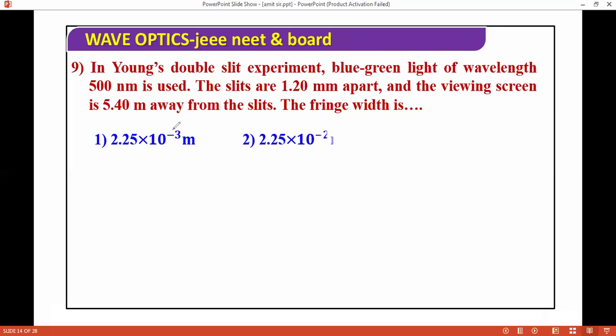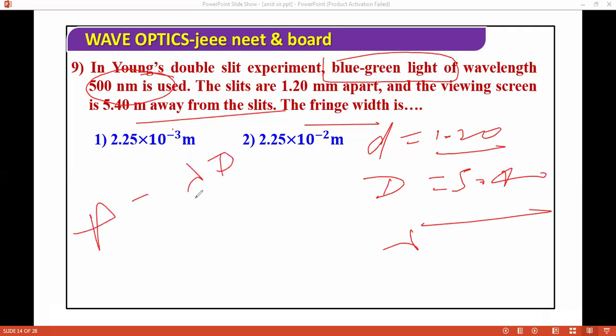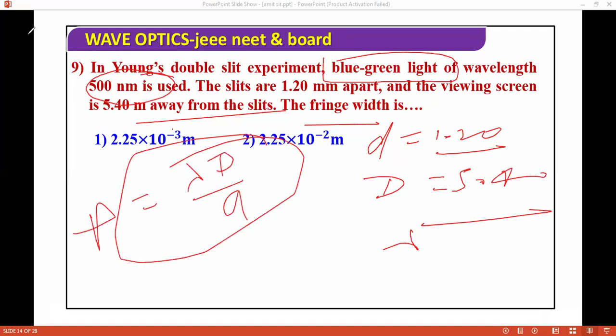In this question, in Young's experiment, green light of wavelength 500 nanometer is used. Okay, so what we are using in Young's experiment is blue-green light. The slits are 1.20 meter apart, and the viewing screen is 5.40 meter away from the slits. This is very easy. So small d is given that is 1.20 and the screen distance capital D is given that is 5.40, and the wavelength lambda is given, so you can directly find the fringe width, lambda D by d. You can put it in and solve it directly.